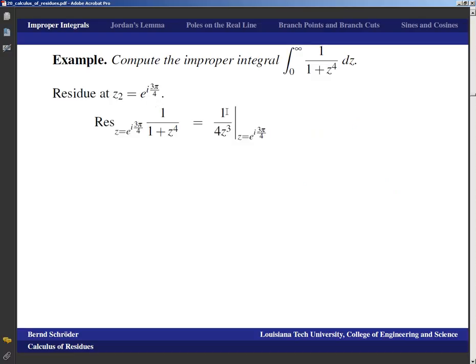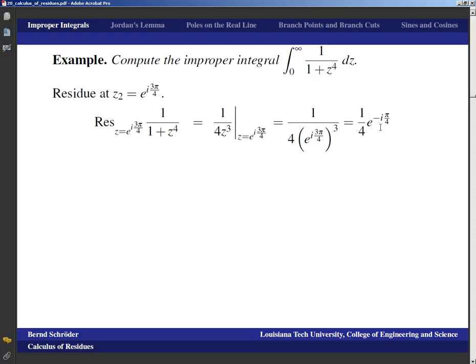We take the residue, which means we take 1 over 4 z cubed at z equals e to the i 3 pi over 4. We plug that in. We end up with 1 over 4 e to the i, that would be 9 pi over 4 ultimately, which we can put in the numerator. And that would mean it's e to the i negative 9 pi over 4.